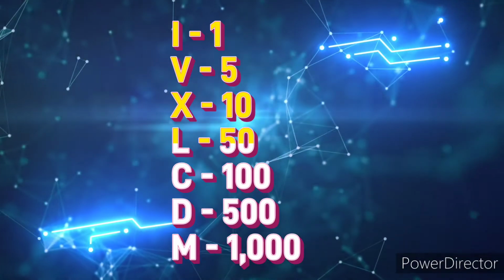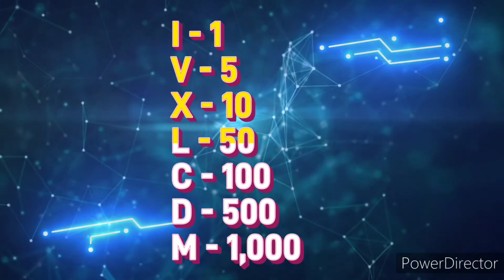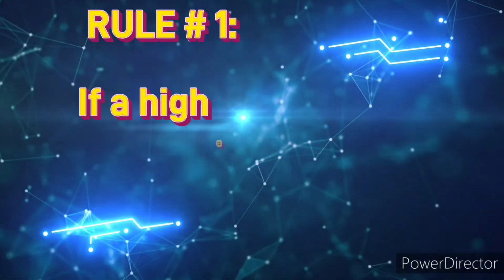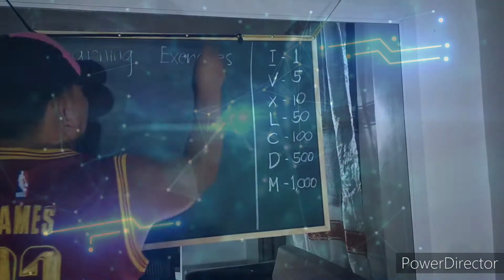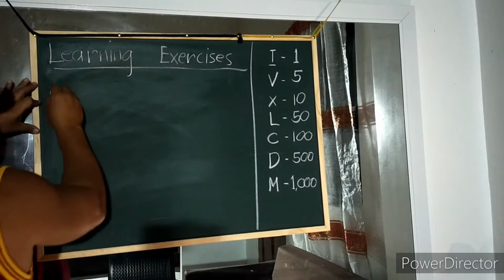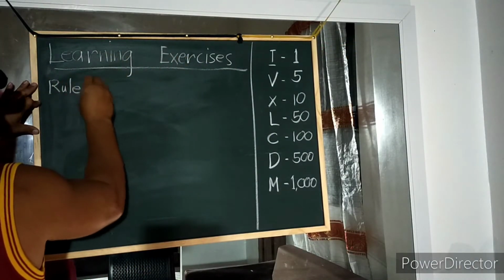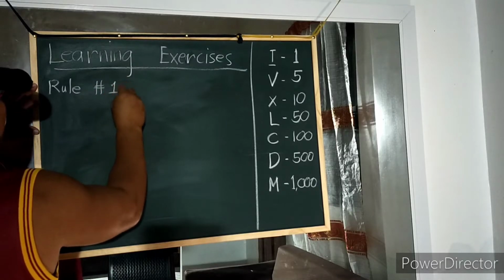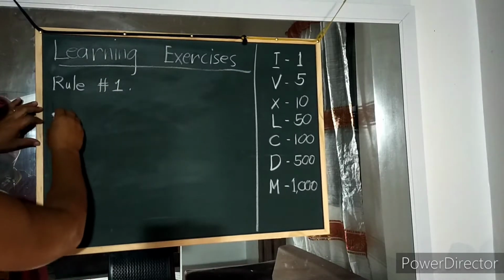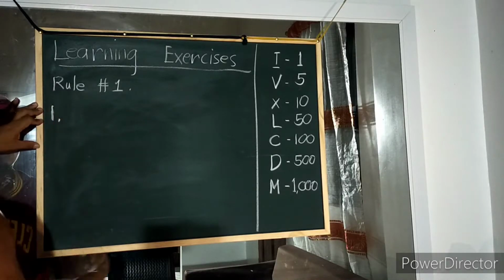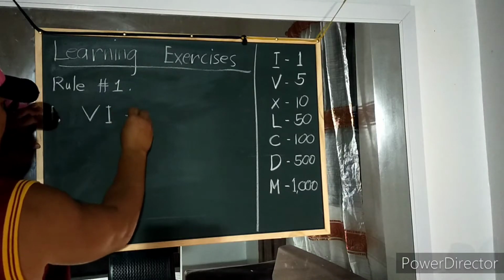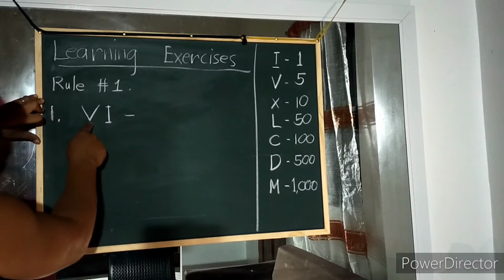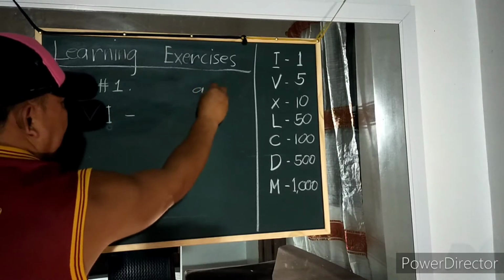Remember, there are rules in writing Roman numerals. Rule number 1. If a higher value is written before a lower value, it is added.